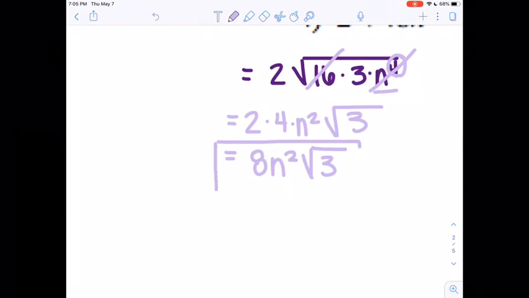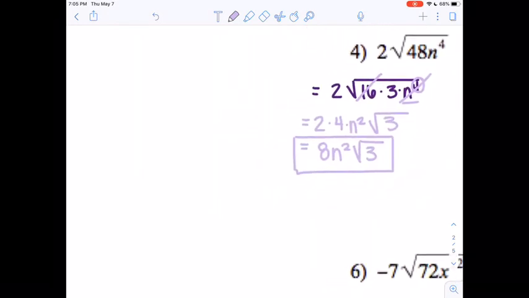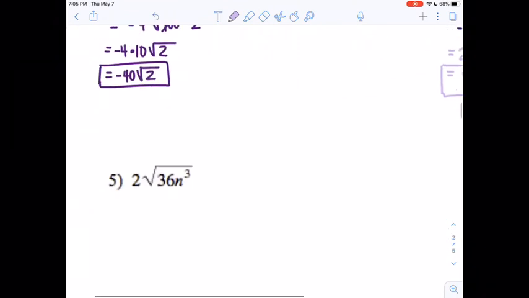Again, you know you are done because you look at the number on the inside and ask yourself, is there a perfect square that I could divide into that number? Well, the only things that multiply to be 3 are 3 and 1, and 3 is not a perfect square, so then you're done. There's no other perfect square inside of that number other than 1.